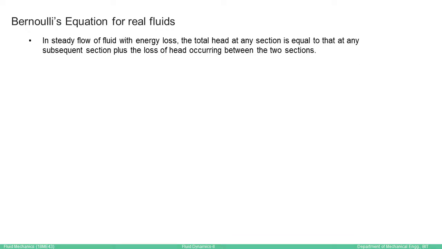Along with that, if there is a constriction or an obstruction in the flow passage, or a sudden contraction in the pipeline, or a sudden expansion, or an angular bend, then there will be some losses in energy, and to account for these losses we have to write Bernoulli's equation separately. So in that case, the total head at any section is equal to that at any subsequent section plus the loss of head between the two sections.